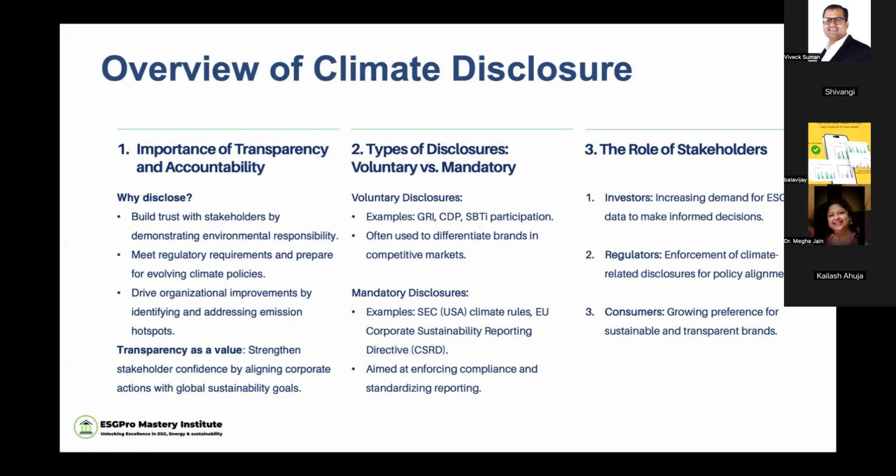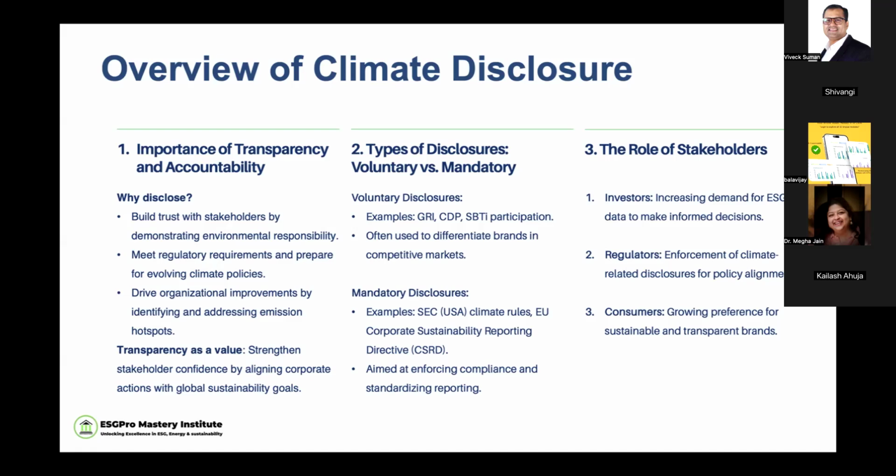Now, mandatory disclosures are those which I have just discussed, including the SEC in the US, which has climate disclosure rules, the EU Corporate Sustainability Reporting Directive (CSRD), and in India, BRSR, Business Responsibility and Sustainability Reports. Now, these are aimed to enforce compliance and standardize the reporting, which tomorrow the government wants to get audited as well. And next year it is going to happen.